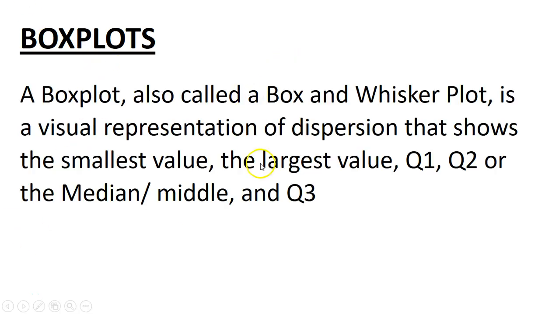All right. Still in Unit 1, Chapter 5, spiraling back now to box plots again. Box plots are also called box and whisker plots. You're used to a nice visual representation of dispersion that shows the smallest value and the largest value. Those are the endpoints of your whiskers. Your box is Q1 and Q3. Q2 is the middle, which is also the median, right?